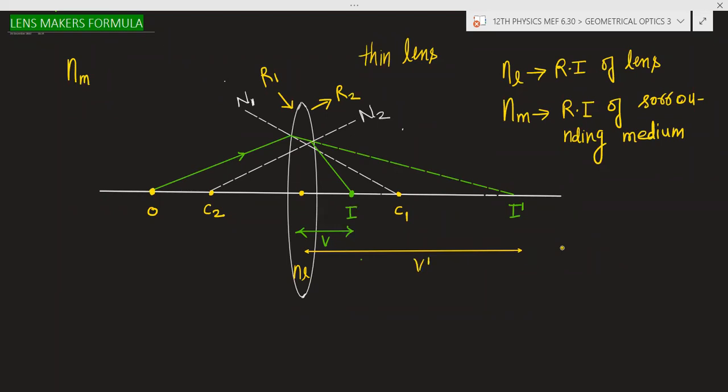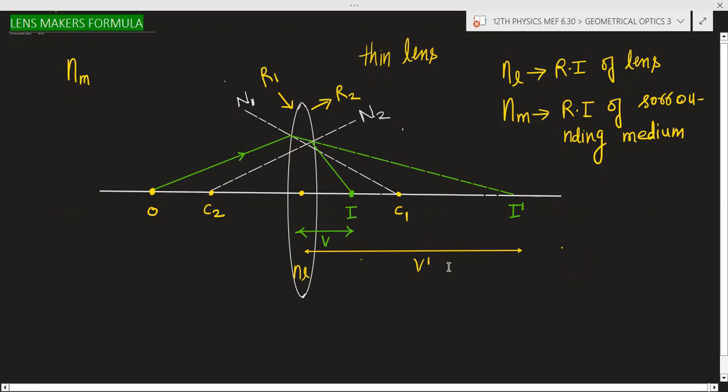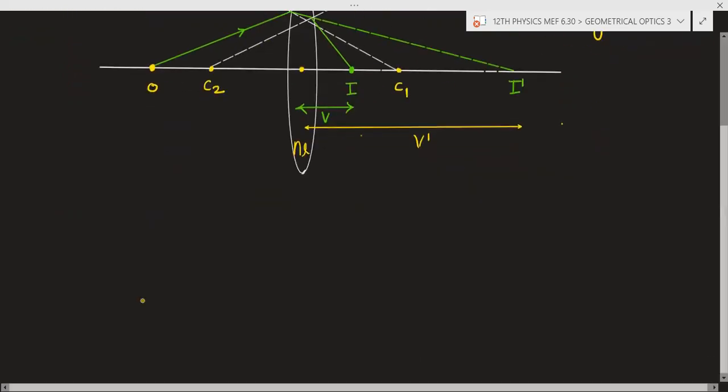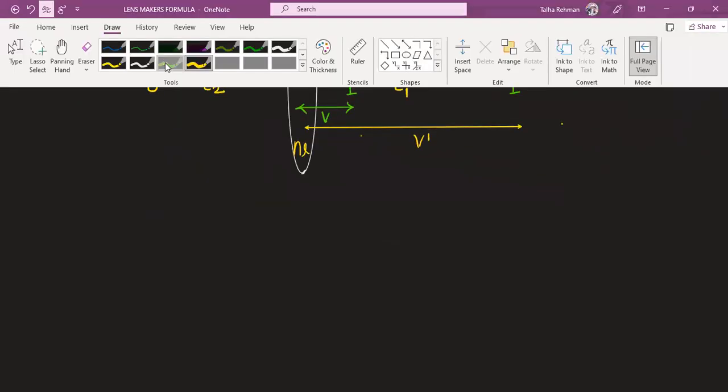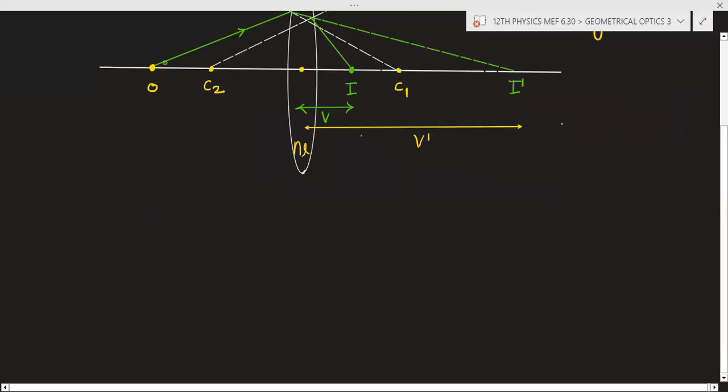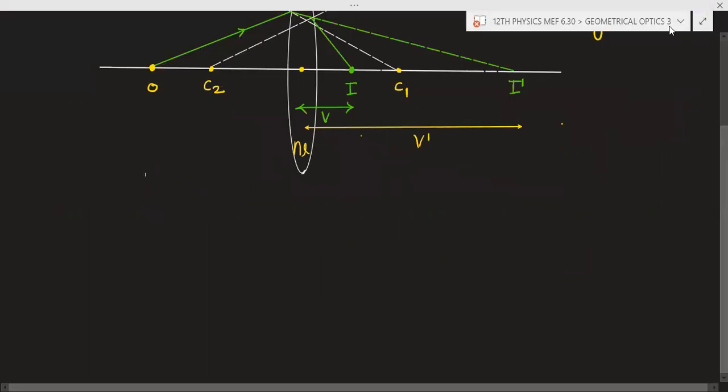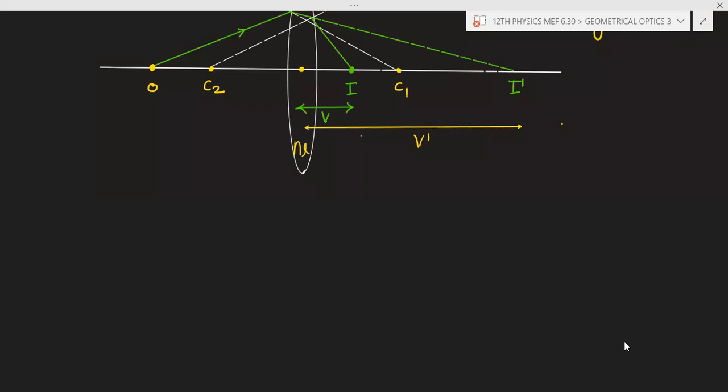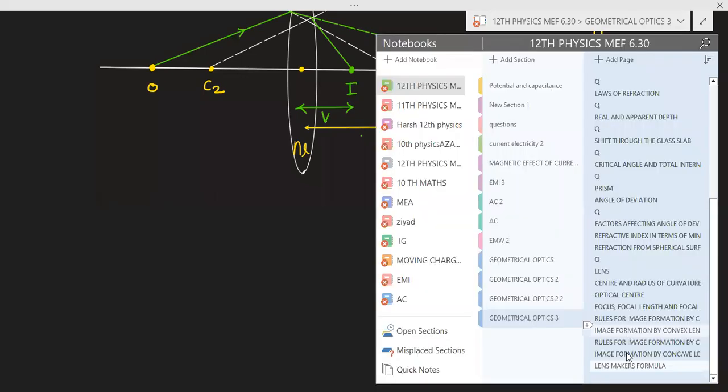We will apply the formula. We have the formula for refraction from spherical surfaces.